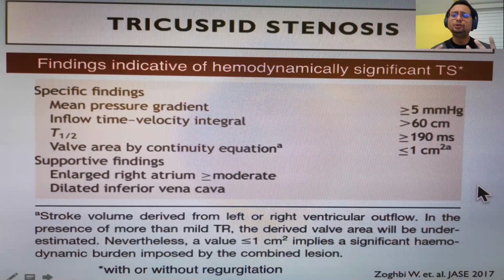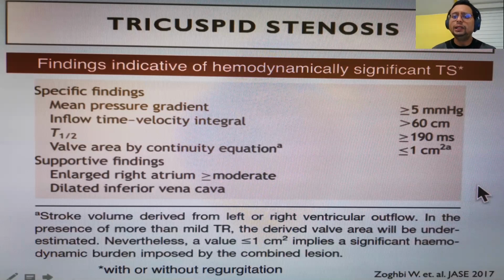Another cause of tricuspid stenosis is a tumor that is obstructing the tricuspid valve. For example, you have angiosarcoma of the right atrium, you have myxoma of the right atrium. All this can obstruct the annulus of the tricuspid valve, causing tricuspid stenosis. In terms of hemodynamic findings indicative of significant tricuspid stenosis: mean pressure gradient more than 5 mmHg, velocity time integral more than 60 centimeter, pressure half time more than 190 millisecond, and valve area by continuity equation less than 1 centimeter squared. For me, I just like to use the mean gradient that is more than 5 millimeter mercury.